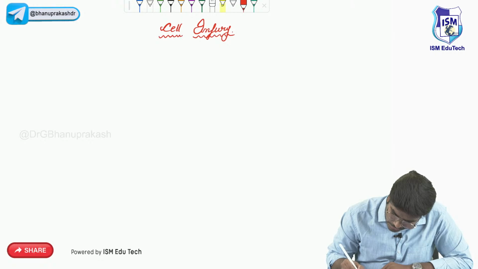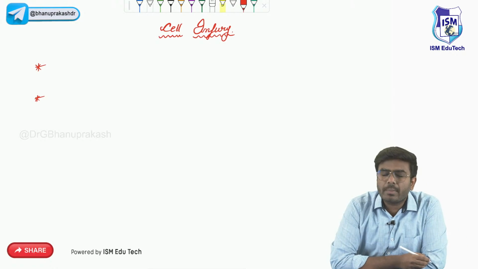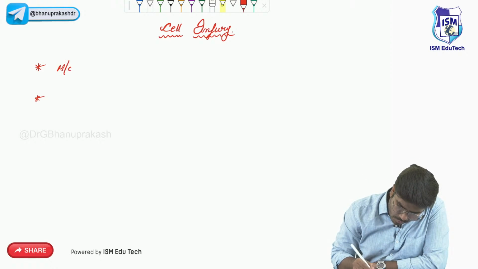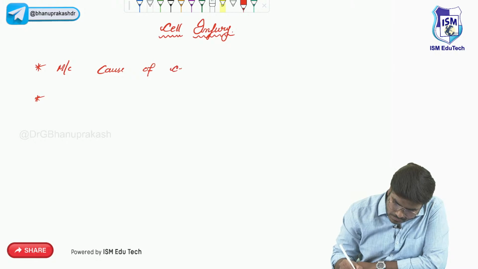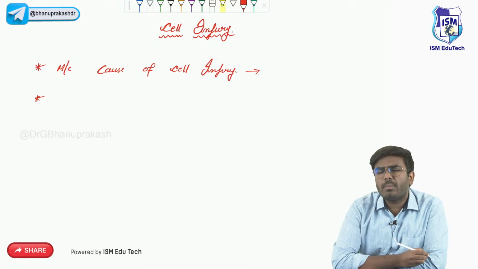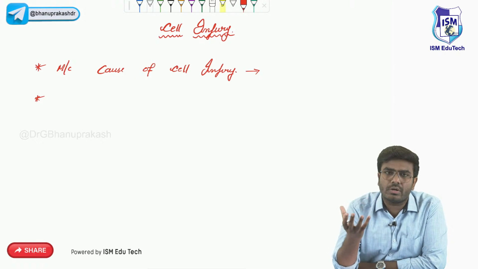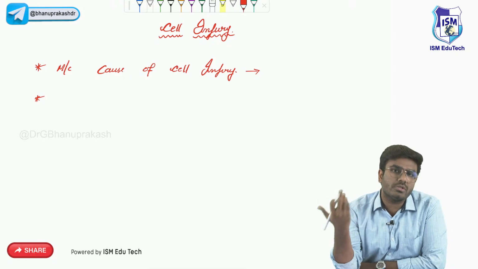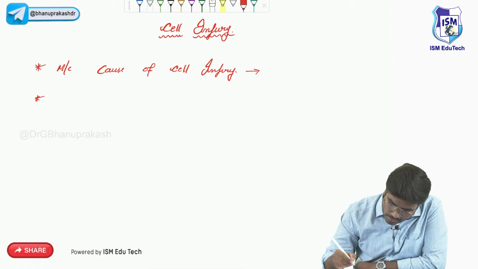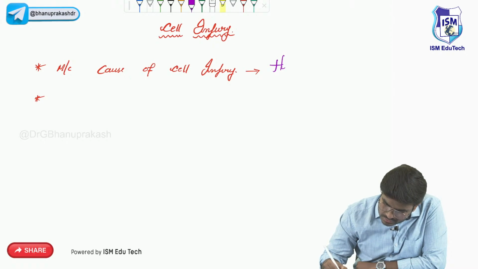Now here in cell injury, the two important questions which keep coming in the exam are: what is the most common cause of cell injury? Can anyone tell me what is the most common cause of cell injury, guys? Why is a cell getting injured? In the name itself, it says cell is getting injured. What is the most common cause? The most common cause is hypoxia.